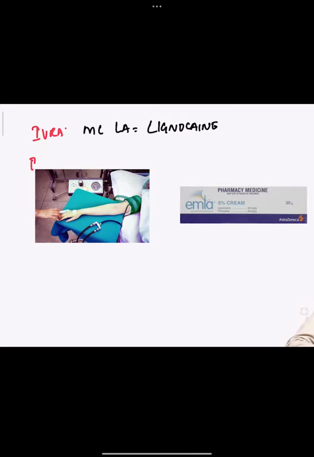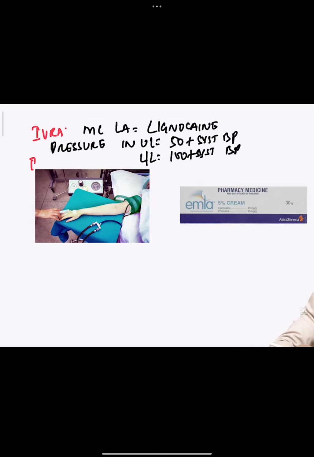Now what else we need to remember? What is the pressure of the tourniquet in the upper limb? In the upper limb it should always be 50 plus systolic BP, whereas in the lower limb the pressure should be 100 plus systolic BP. Lower limb usually has a large muscle mass, requires more pressure to block. Okay, so that's regarding intravenous regional anesthesia, which is also called Bier's block.